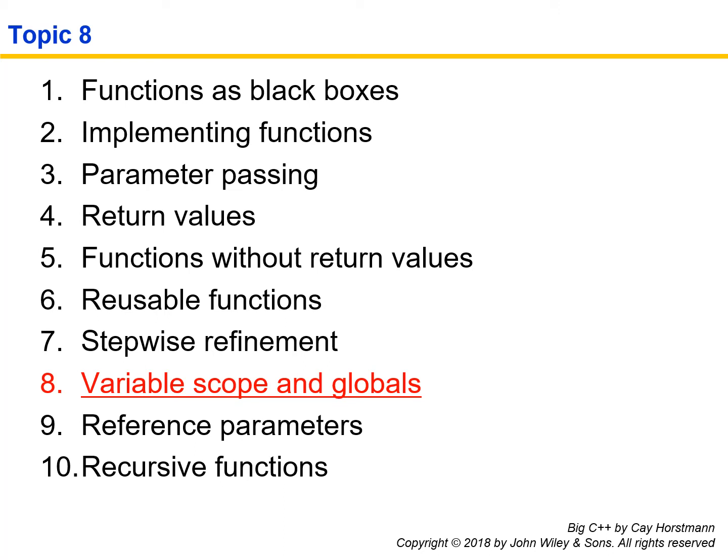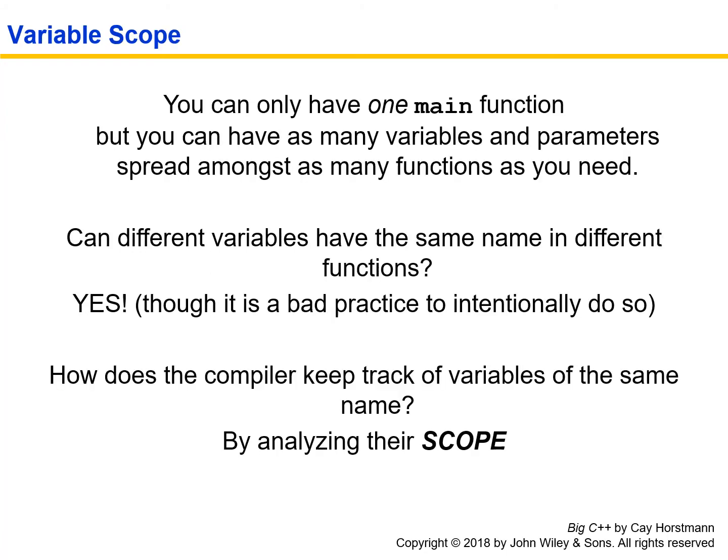So moving again now, back from advice on how to write functions to some technical aspects of functions. You can only have one main function, but you can have as many variables and parameters spread amongst as many functions as you need. Can different variables have the same name in different functions? Yes. It's kind of bad style to do so on purpose, but C++ won't punish you for doing so.